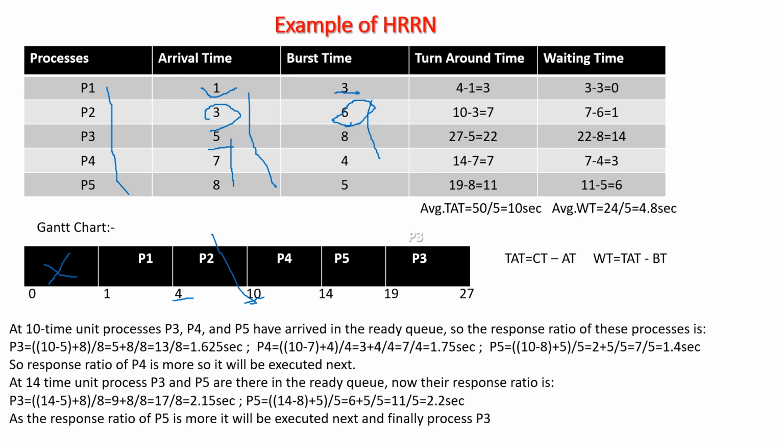In the same way for P4, we calculate 10 minus 7, its arrival time, plus burst time 4, divided by the burst time. So 3 plus 4, 7 by 4, which is 1.75. And for P5, the response ratio will be 10 minus 8, its arrival time being 8, plus 5, the burst time, divided by the burst time 5. So 2 plus 5 divided by 5, which is 7 by 5, 1.4. We see that P4 with 1.75 is the largest among these three, so P4 will be given the CPU for its execution.